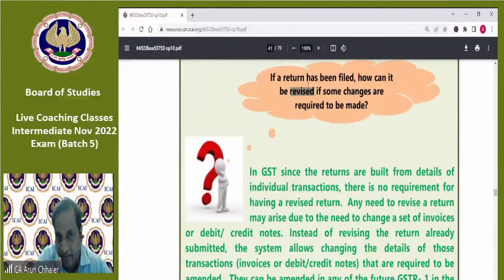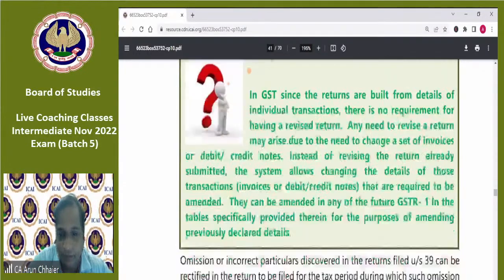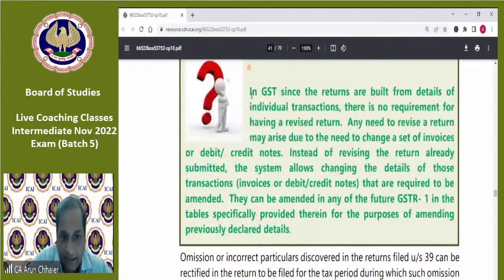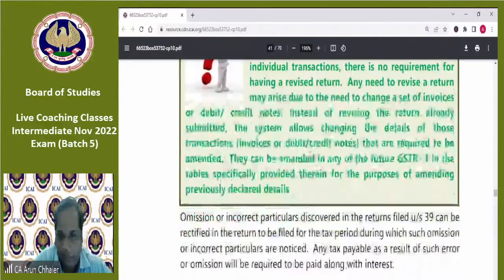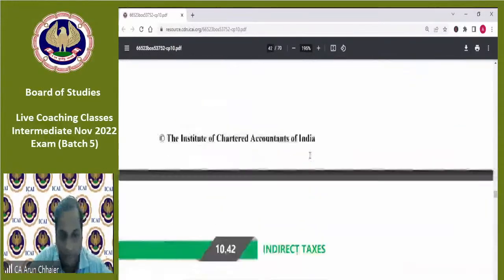We have discussed in the GSTR 1, there was a table 9A, amendment of the debit credit note, amendment of the B2B, B2C. Correct. So in the GST, since the returns are built from the details of the individual invoices, I'm not reading the theory, you can read, but the concept I have explained.